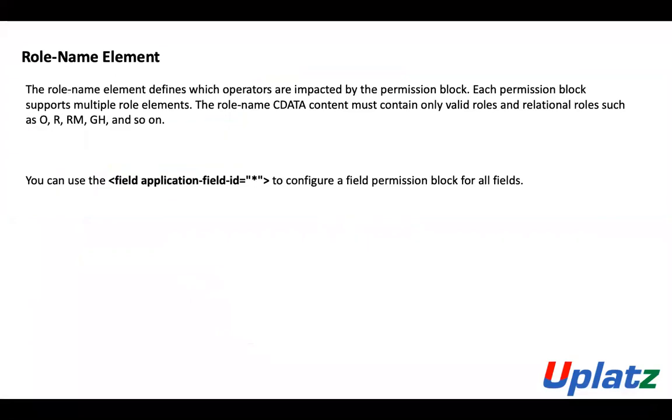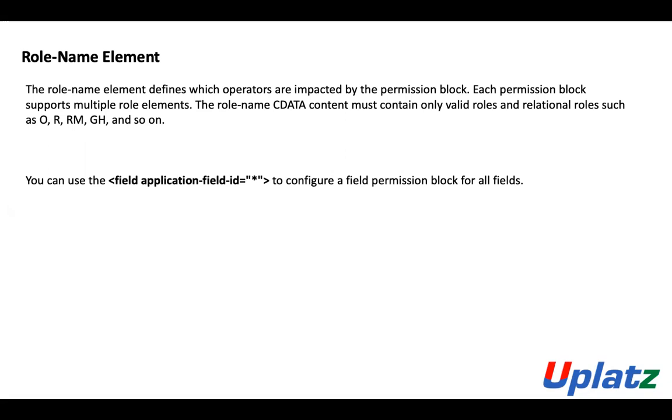Role name. Okay, we just went through the field and the level of permission that we're going to define. Now we are going to take a look at the role name element. The role name element defines which operator is impacted in the permission block. We have been trying to define a block or a framework inside the XML template under the application status set. And under the set, we now have to define what the application field ID is that's going to be displayed inside the field permission block.